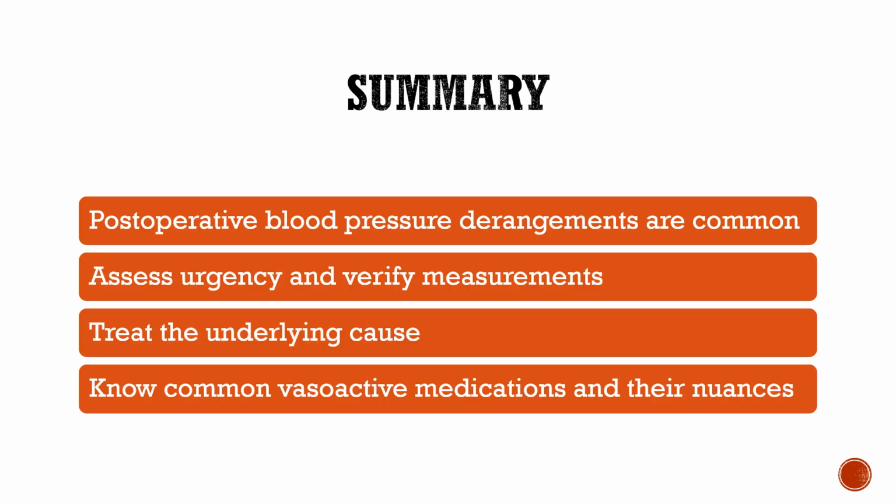So in conclusion, postoperative blood pressure derangements are quite common, which is true for both hypotension and hypertension. Assess the urgency of the problem and verify measurements. Treat the underlying cause, for example, antibiotics and source control for sepsis, and analgesia for pain-related hypertension. We need to know common vasoactive medications, their nuances and contraindications, which is true for both antihypertensive medications as well as pressor medications.